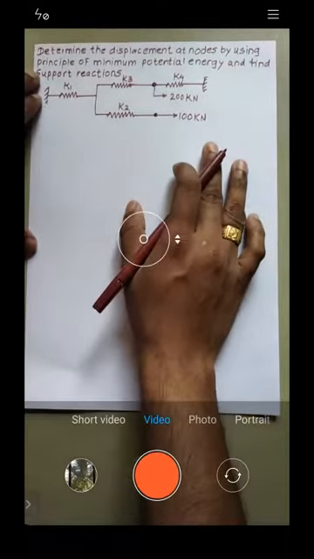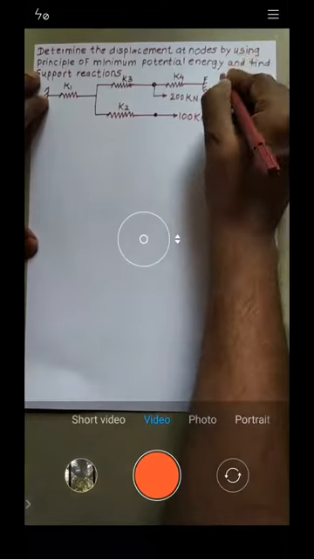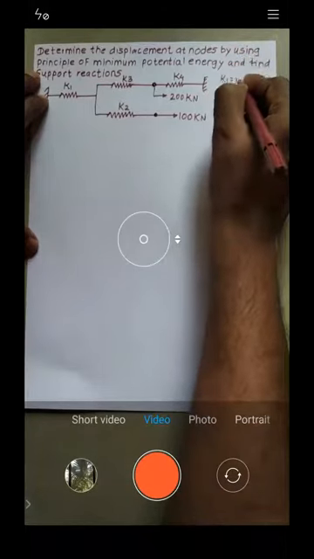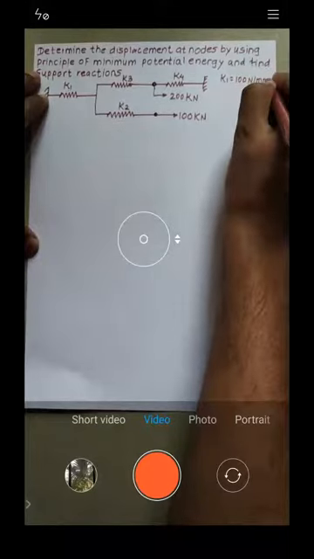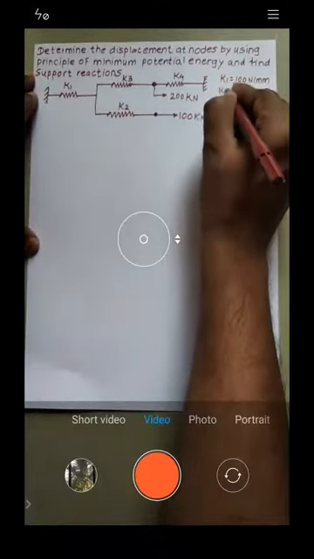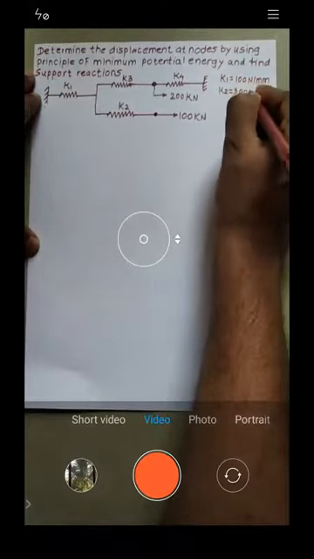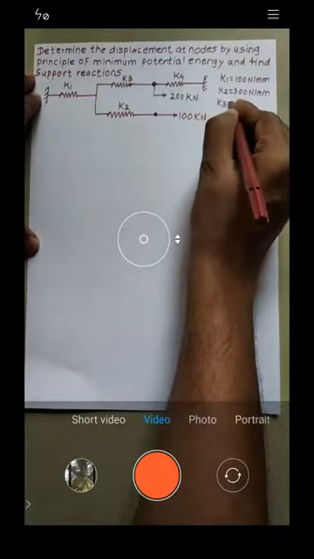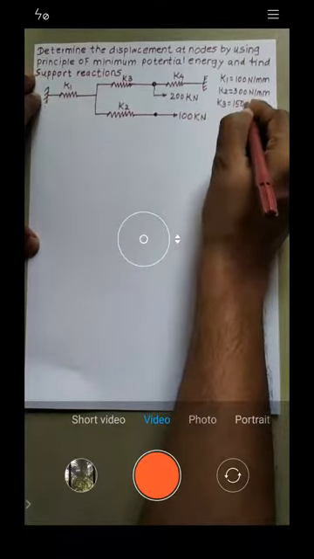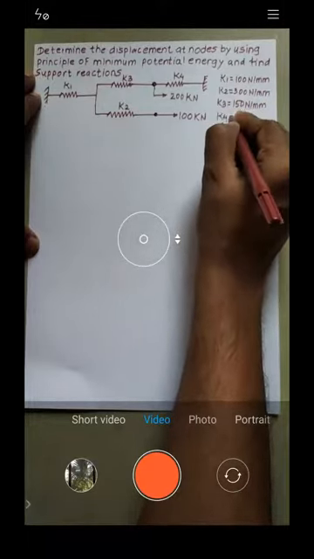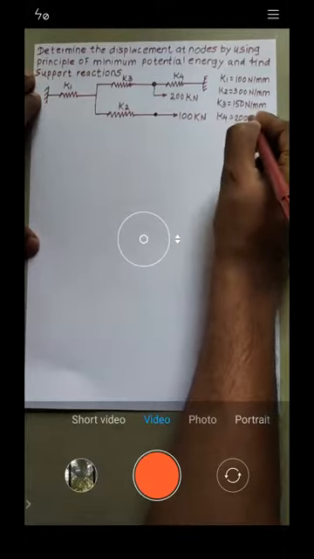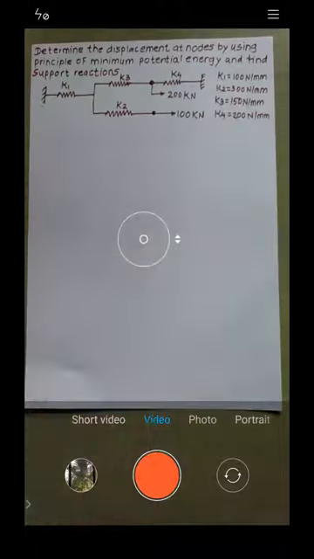And now what have they given? They have given the values of stiffness. K1 is equal to 100 Newton per mm, K2 is equal to 300 Newton per mm, K3 is equal to 150 Newton per mm, and K4 is equal to 200 Newton per mm. Now see, this is the problem which is given.